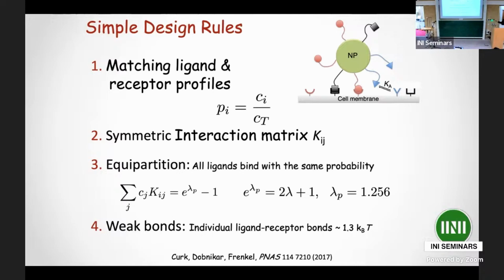Now, of course, it's easier said than done. Designing the interaction matrix is very hard in practice. Even if the matrix is not symmetric, we can still optimize the process. It will just not be as optimal as it could be if the matrix were more symmetric.